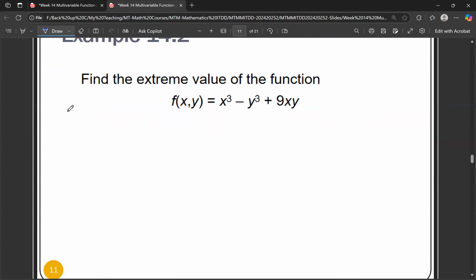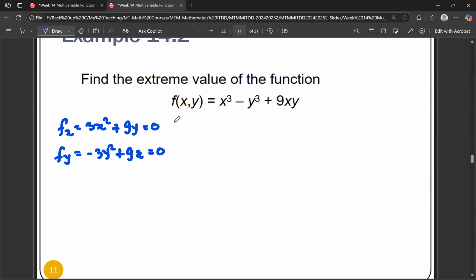Okay, this is another example. I'll make it quick. We have f(x, y) = x^3 + y^3 ... with the partial derivative with respect to x, fx = 3x squared plus 9y, equalized to 0. And fy is minus 3y squared plus 9x, yeah, 9x, and equalized to 0.